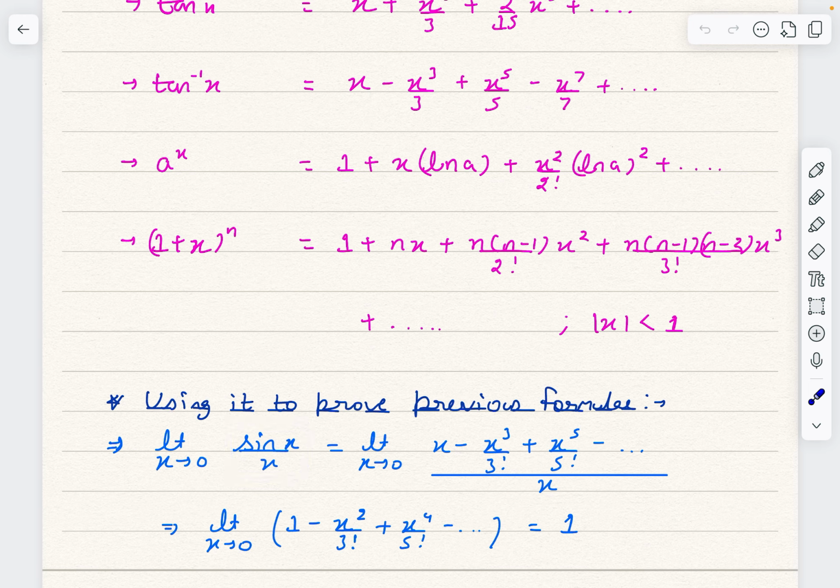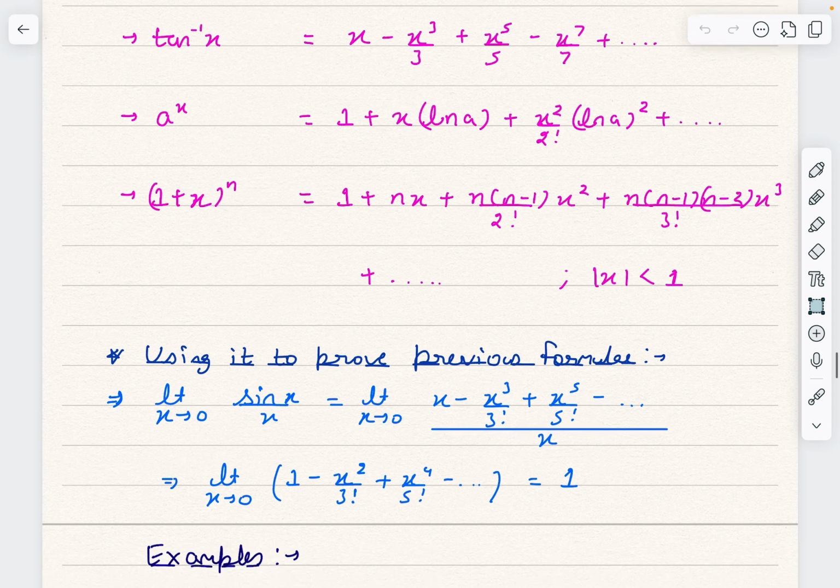And one important thing I told you is that you need to expand up to that power of x which you see in the denominator, because all the higher powers will automatically become 0. So we'll continue from here now. Next we'll discuss a few examples on series expansion. Let's start.